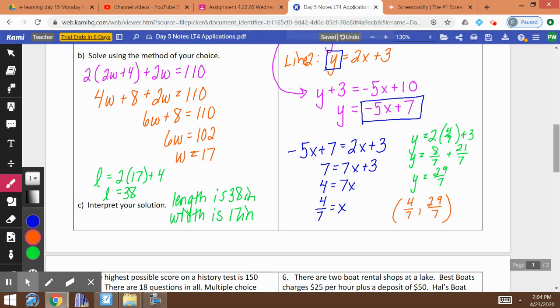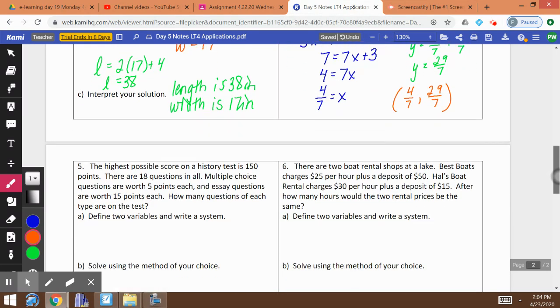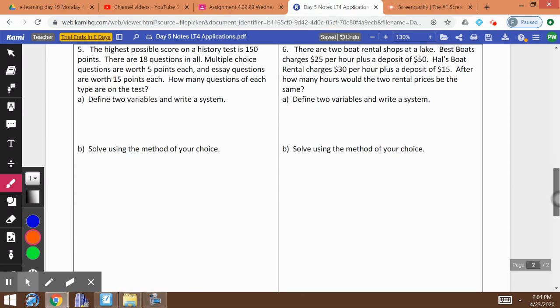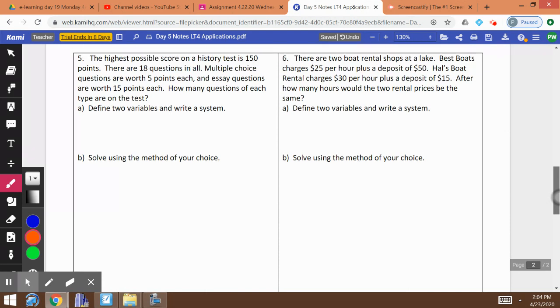All right, for the ones on the back, I'm going to start to go a little bit quicker maybe. I'm definitely not going to go as quick through the setup, but I might go a little bit quicker through the solving part of it here. So let's look at number 5.